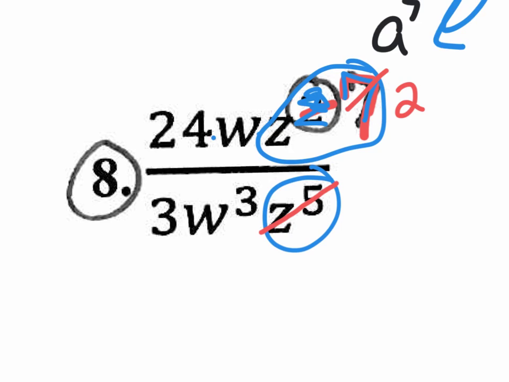Now let's take a look at the w's. On top, we have 1w, and that 1w is going to completely cancel out with one of these 3, and you're going to have 2 left on the bottom. Does that make sense? Good.